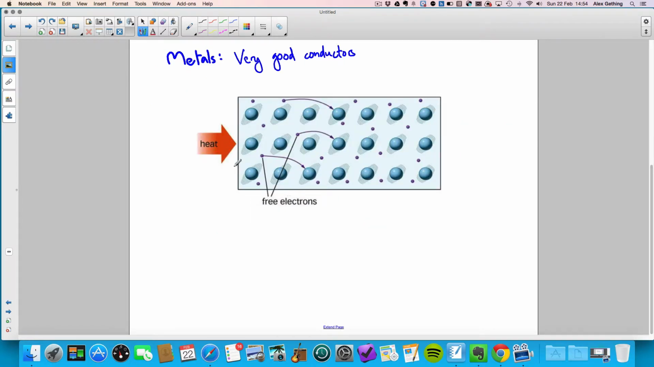Metals are very good conductors. They conduct so well because they contain free electrons. Okay, and these electrons are able to move inside the metal. So at the hot end of the object, whatever it is, the electrons move faster and collide with other free electrons, transferring their energy. Okay, so these other electrons then pass on their extra energy to other electrons and particles in the solid, and so it goes on.